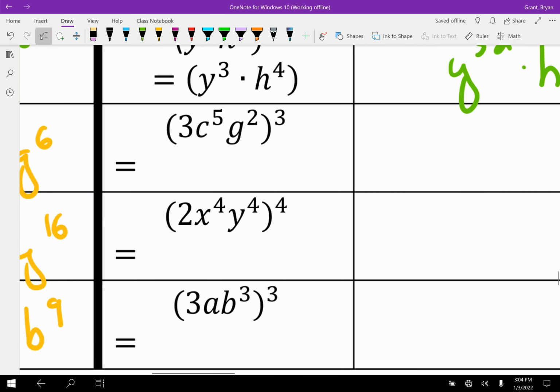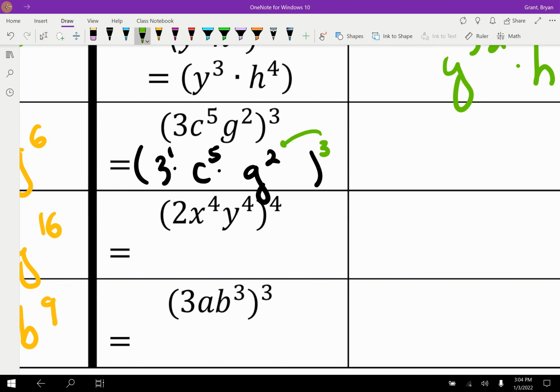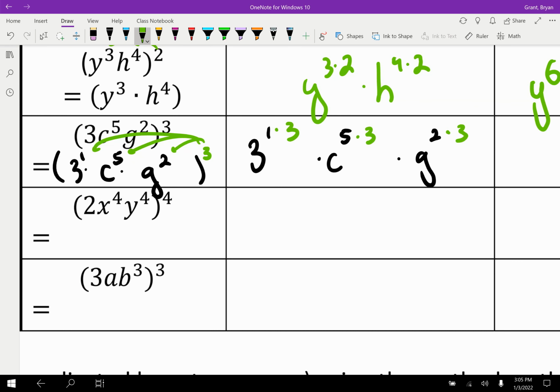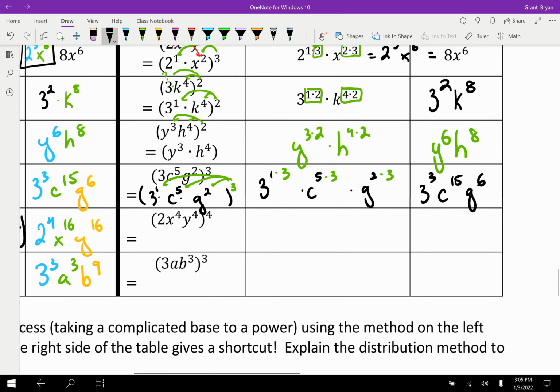Moving on through. Here's one we actually have to do on our own. So we're going to split this apart. We have a 3, a c, and a g. The g has a 2, the c has a 5. What does the 3 have? An invisible 1. And we're going to take the 3 that's on the outside and distribute. So this becomes 3 to the 1st, leave some space, times c to the 5th, times g squared, and we are distributing the 3 that's on the outside every time. This gives us 3 to the 3rd, c to the 15th, and g to the 6th, which does match.